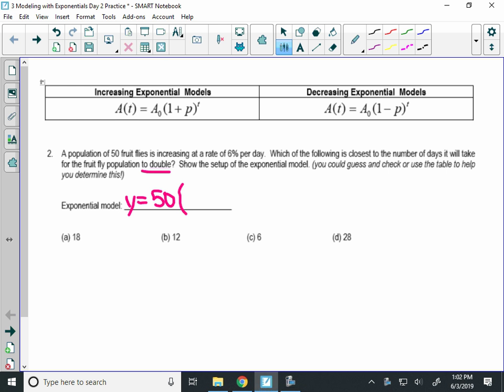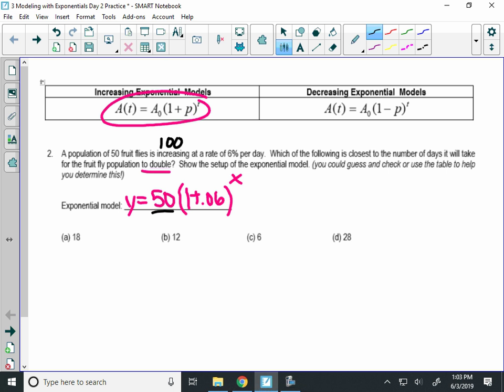Now if you're increasing by 6%, that's going to be 1 plus a percent. So 1 plus 0.06 to the x. That's the model. Now, it's not saying how much is there after 5 days or 10 days. They want to know how long until the population doubles. What it's really asking is, if I start with 50, how long until I get to 100 fruit flies?